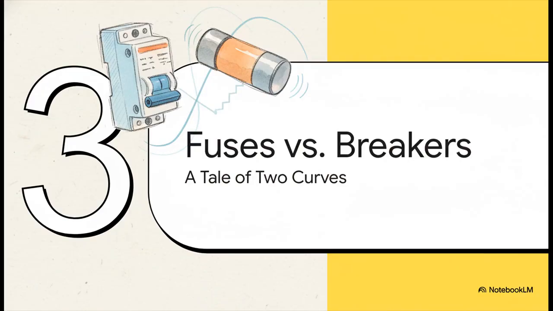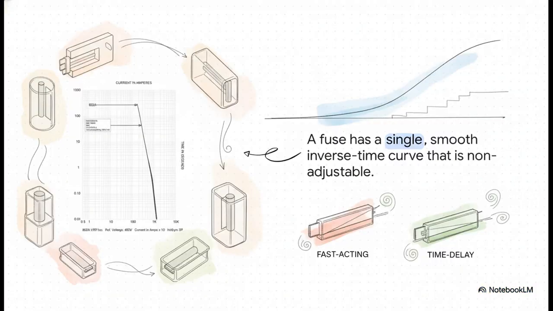Okay, so we've gotten pretty deep into modern breaker curves. But what about the OG of protection, the humble fuse? They essentially do the same job, but when you look at their curves, you see they are two totally different beasts. So take a look at the TCC for a typical high-capacity fuse.